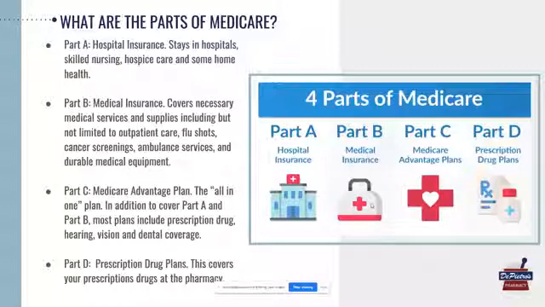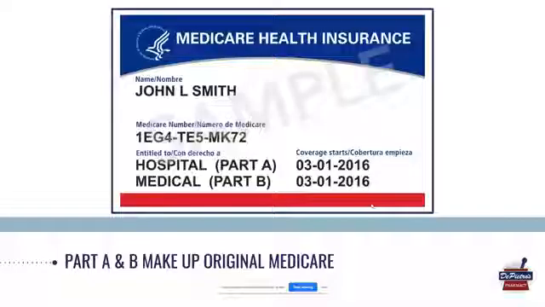If you don't have traditional Medicare, some people elect to enroll in a Medicare Advantage plan, which is all in one. So you have one card, and that one card is for the hospital, the doctor, the pharmacy, and blood work. So these are the different parts. Traditional Medicare is Part A and B. Your drug plan is Part D.